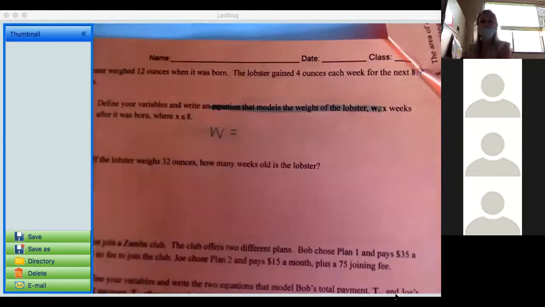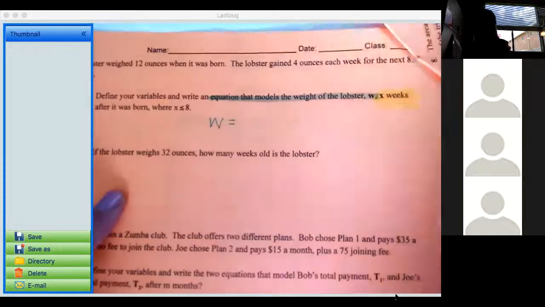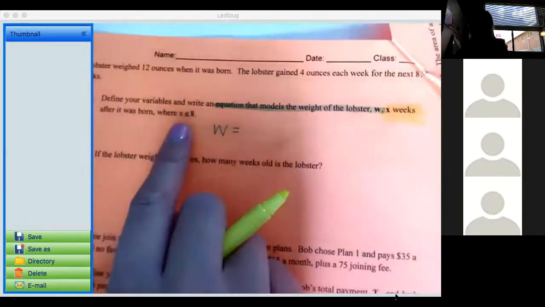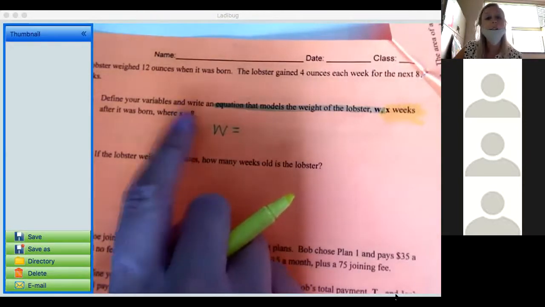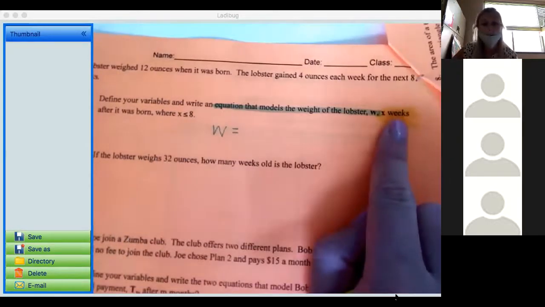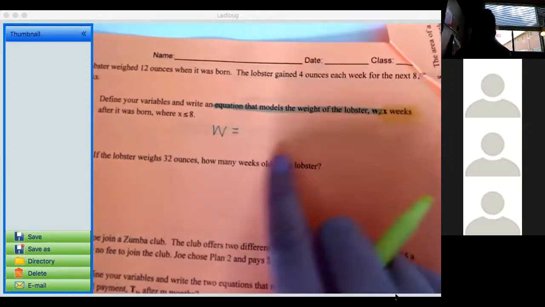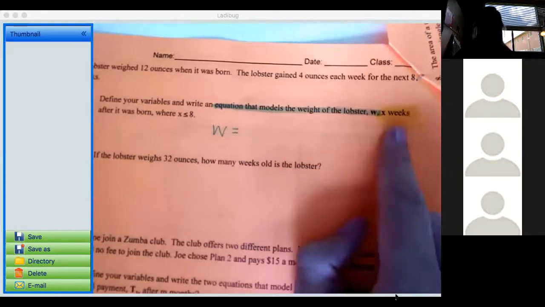All right, then I'm going to keep reading the question. It says X is the weeks. Do we understand? And then this part right here is just saying that X, whenever we solve, we should get something smaller than 8. This does not go in your equation because this says X weeks. So are we going to know how old the lobster is? No, you're not, because Cam, read the next part. How many weeks old is the lobster? So we don't know this part.